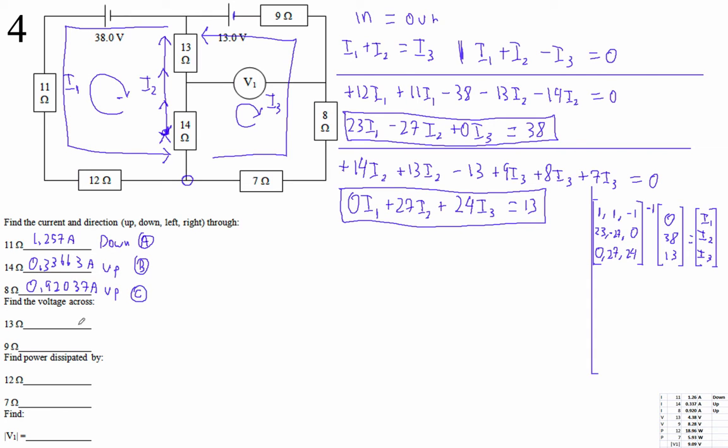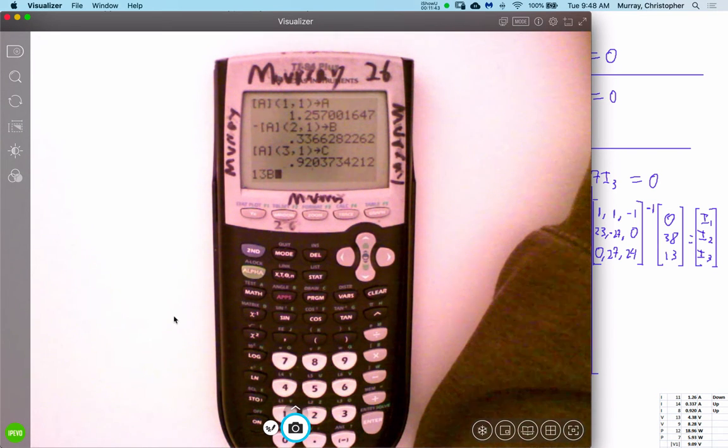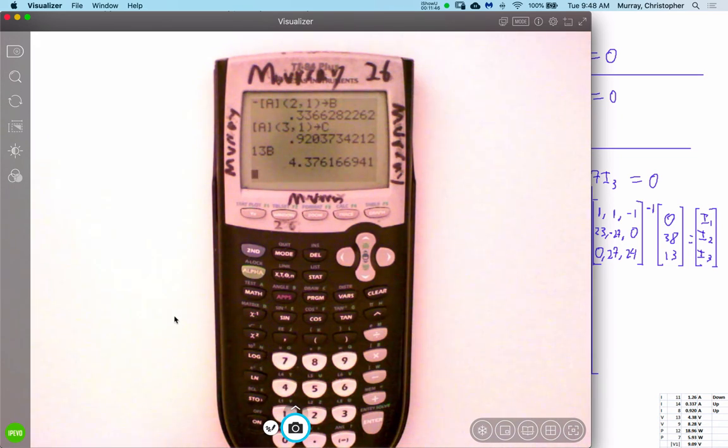This is very handy, right? Okay, so 13, let's find 13. 13 is there, right? So that's going to be V is IR. And that's going to be specifically I2 times 13, right? Which for me is just going to be, this is I1, I2, I3. So literally I'm just going to go B times 13. B is 4.38 volts.